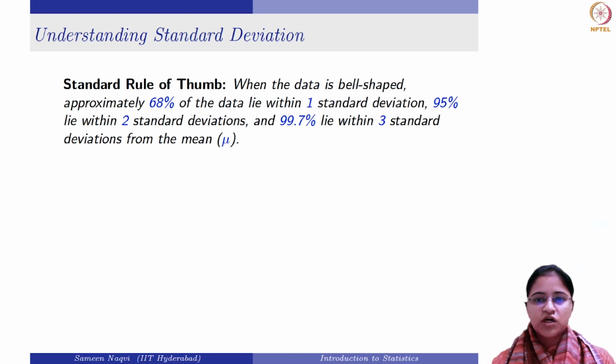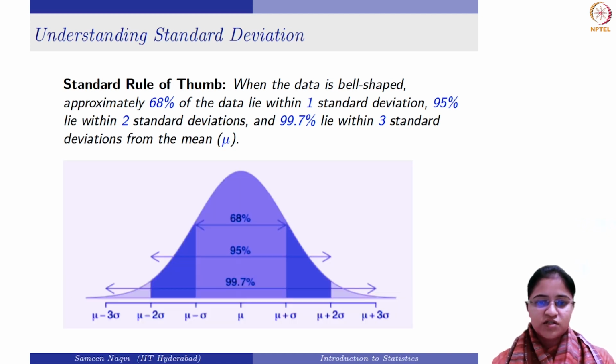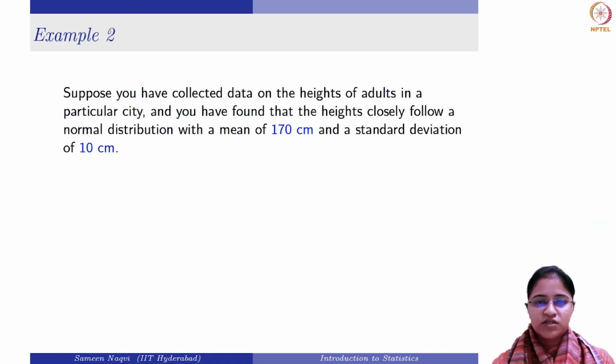And I was just talking about this standard rule of thumb. So you can see this figure over here, which says that 68%, 95% and 99.7% of observations lie in this way. To understand this, let us quickly take a small example.